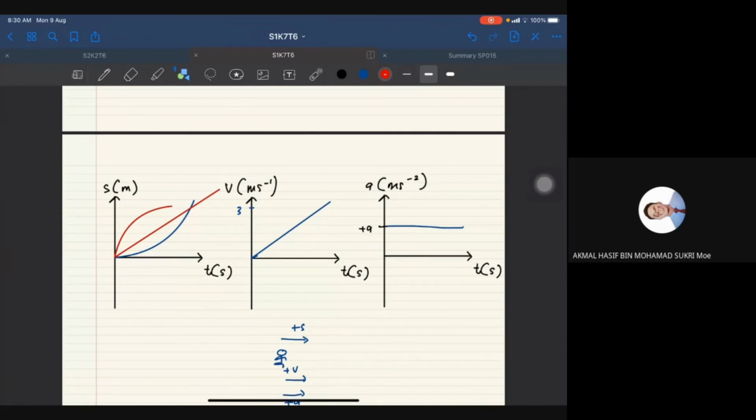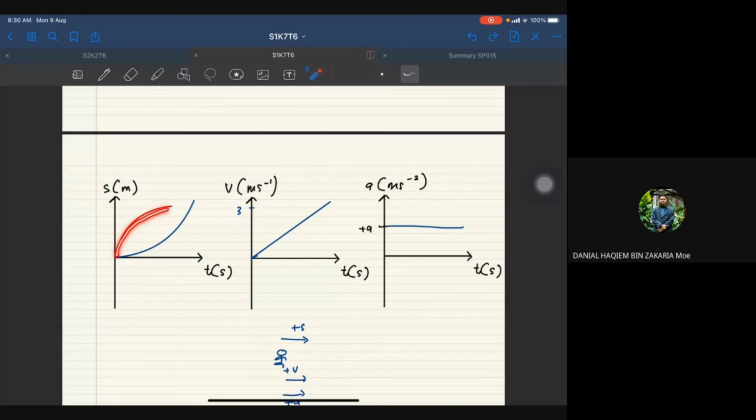Okay, kalau yang this one, yang straight line ni, it means that the velocity is constant. Sebab apa? Gradient of S against T is velocity. Boleh ikut? Constant. Okay, good.